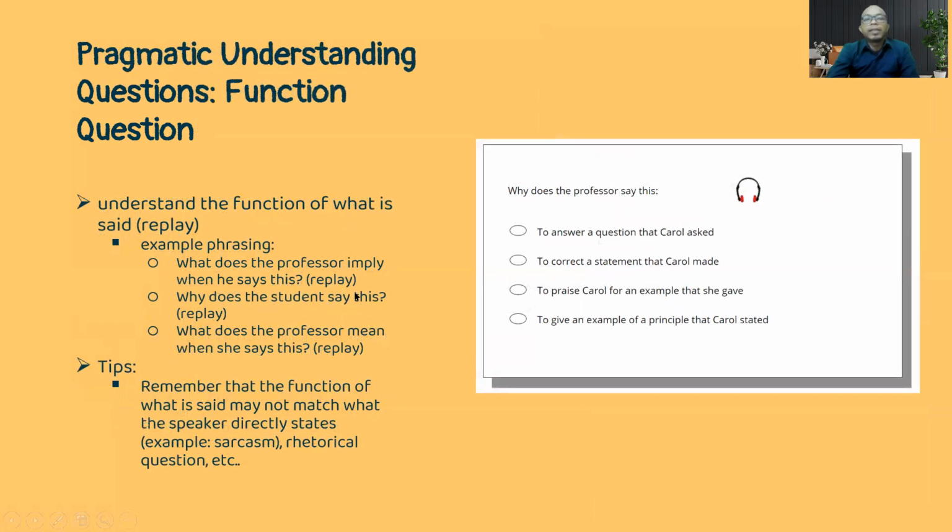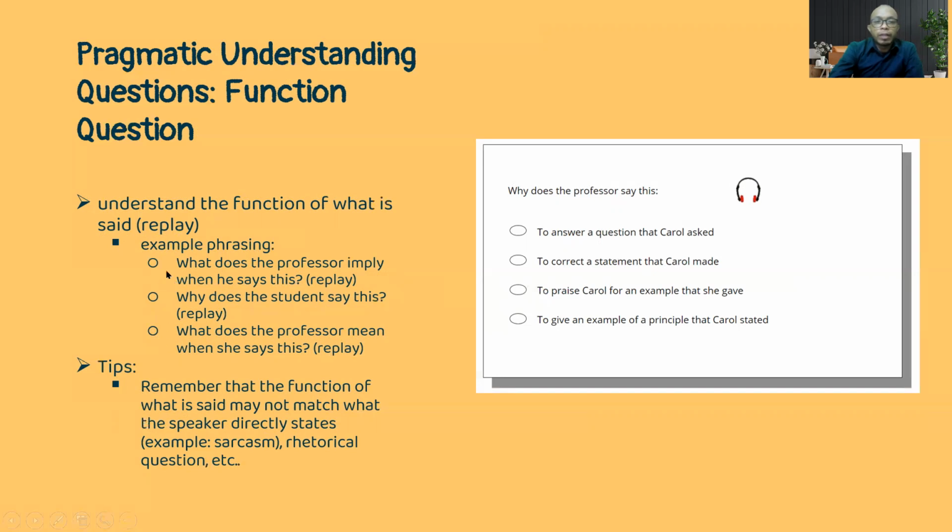Okay, moving on to the second category, the pragmatic understanding question. And this one is about the function question. Why does the professor say something? So this type of question will ask you to identify the function of the excerpt, what is that trying to cover, okay?